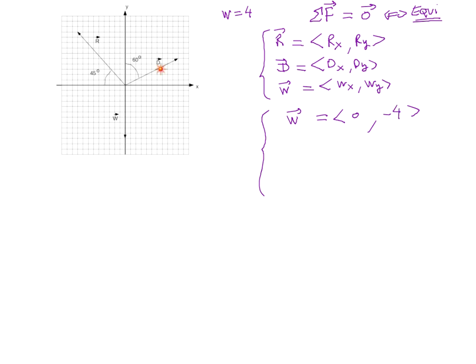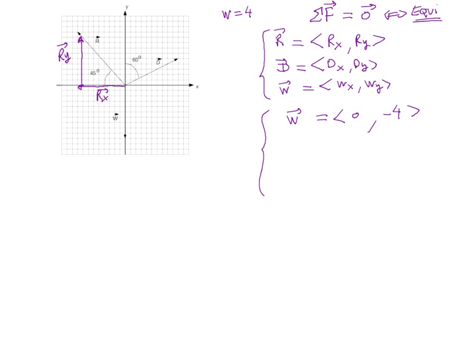Now, to express the other vectors in component addition, remember the rule: we need to figure out the angle between each vector and either the x or the y. Let's start with R. To make life easy, they're telling us the angle between R and the negative x-axis, so we don't have to do that part. It's given to us. So we know for sure we can decompose vector R so it includes that angle.